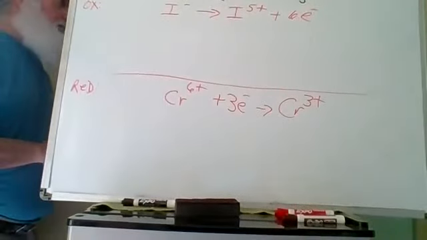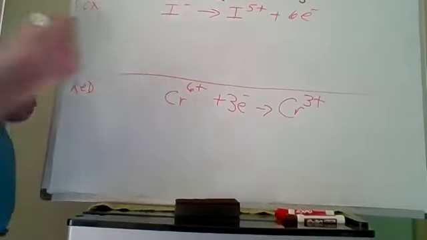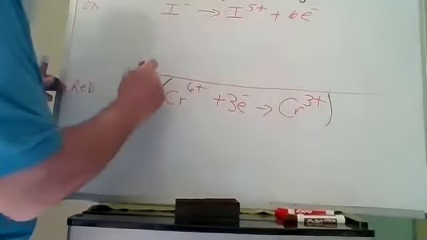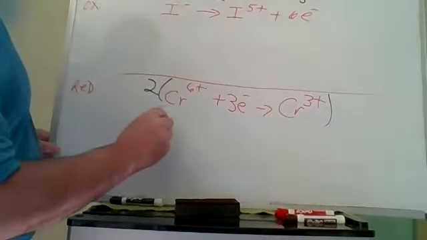Okay? Now, let's see here. 6 electrons, 3 electrons. So I got to multiply this half reaction by 2. Right? So 2 chromiums plus 6 electrons gives me 2 trivalent chromiums.